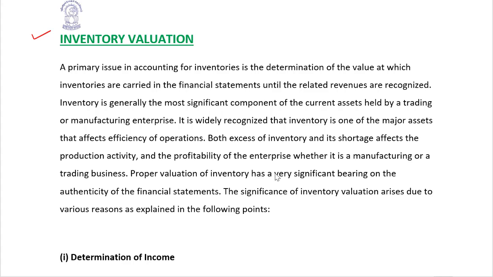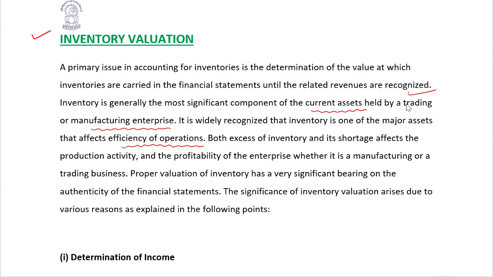Let us move ahead and learn how to value inventory. Inventory valuation. A primary value in accounting for inventories is the determination of value at which the inventories are carried in the financial statements until the related revenue is recognized. Inventory is generally the most significant component of the current assets held by the trading or manufacturing enterprise. It is widely recognized that inventory is one of the major assets that affects efficiency of operations.